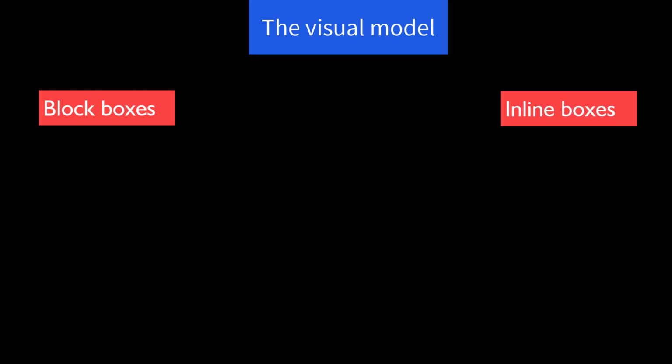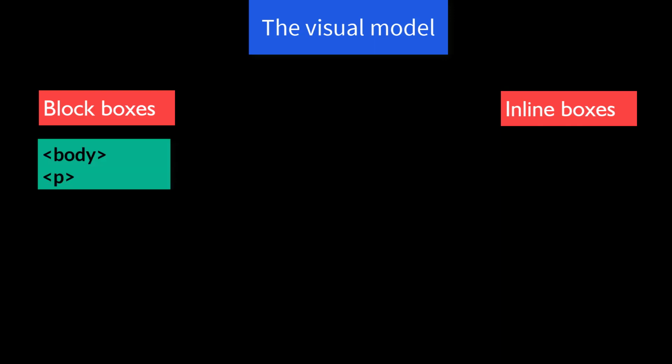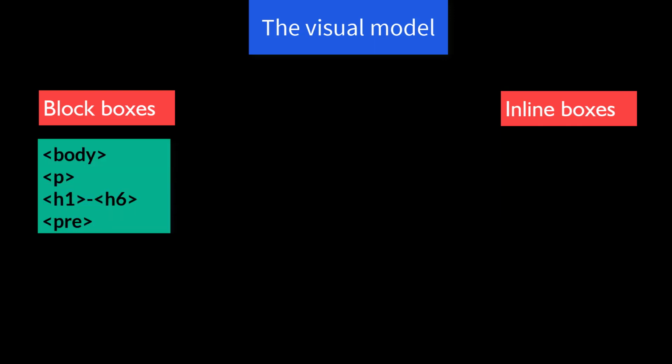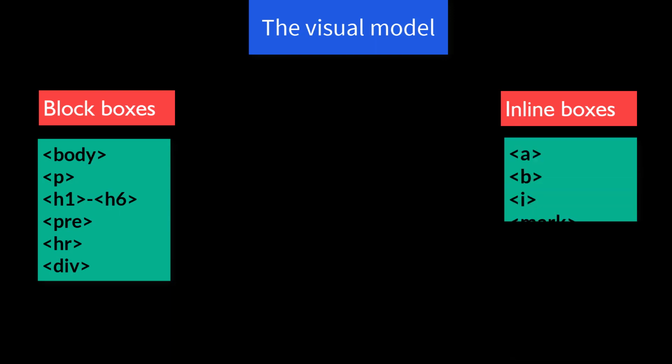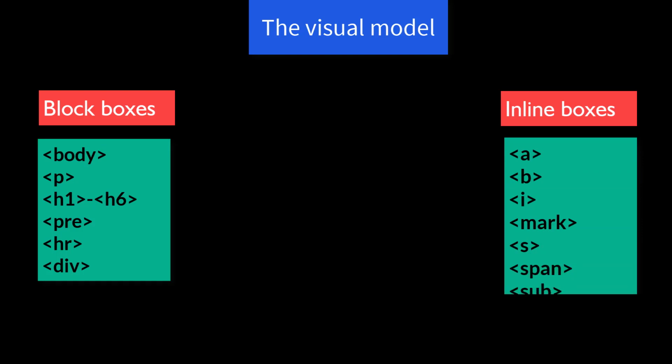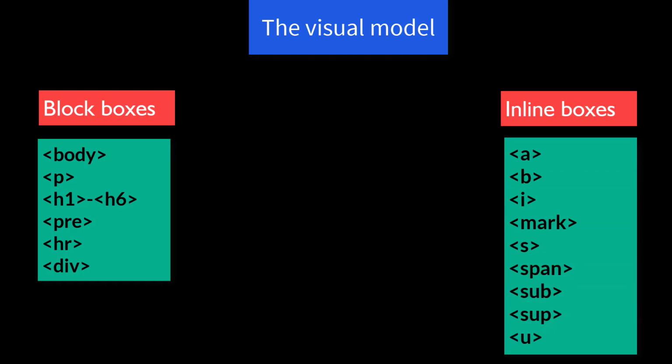Now, the visual elements we've examined so far work this way. These elements generate block boxes: body, P, H1 through H6, pre, HR, and div. While these elements generate inline boxes: A, B, I, mark, S, span, sub, sup, and U.